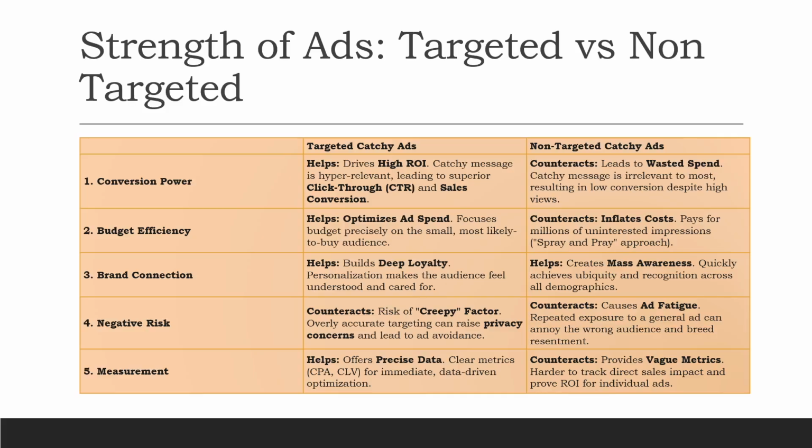But non-targeted ads are very interesting, though probably you are not interested in their product, right? So you are creating a good ad, but it is not getting converted. So what happens? You have spent a lot of money, but maybe it's not giving you any return, right? So that is the power of targeted ads. Budget efficiency, definitely, because you are spending where you are getting some conversion with targeted catchy ads.